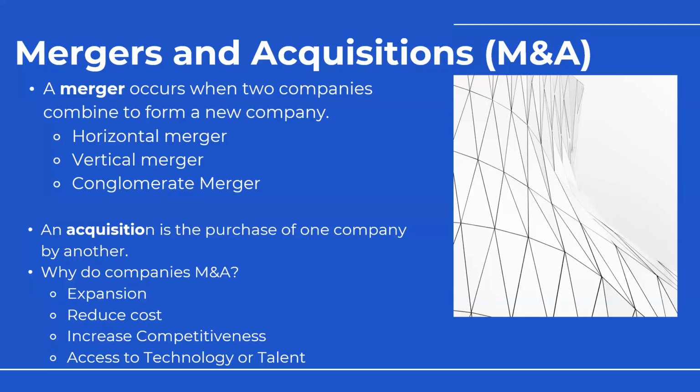The second one is the vertical merger. This happens between companies operating at different stages of the production process, such as a manufacturer merging with a supplier. An example of this was eBay and PayPal. In 2002, eBay acquired PayPal to make it easier for online users to transfer money, which helped both companies expand their networks and reduce operation costs. However, in 2015, both companies became independent again.